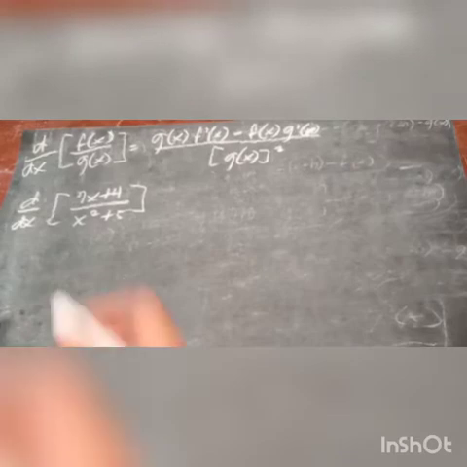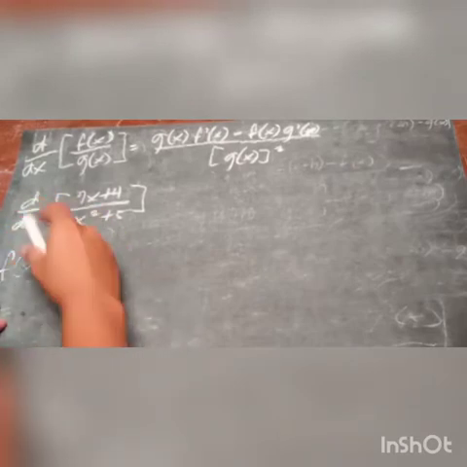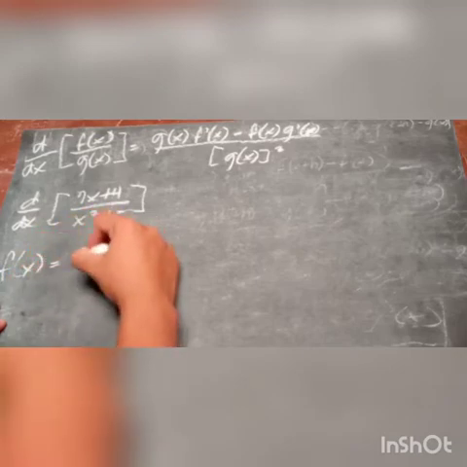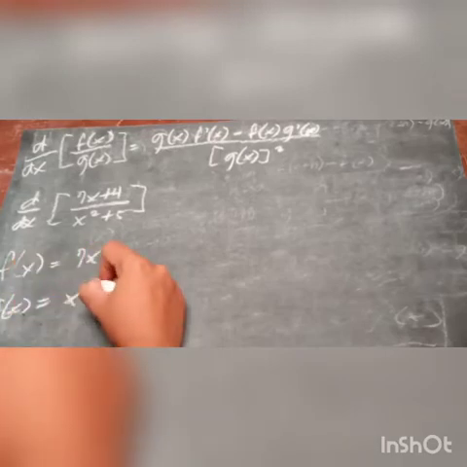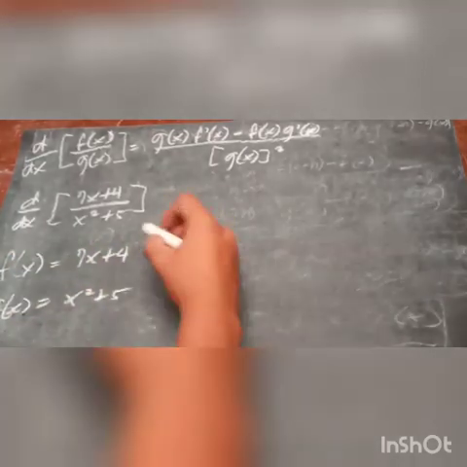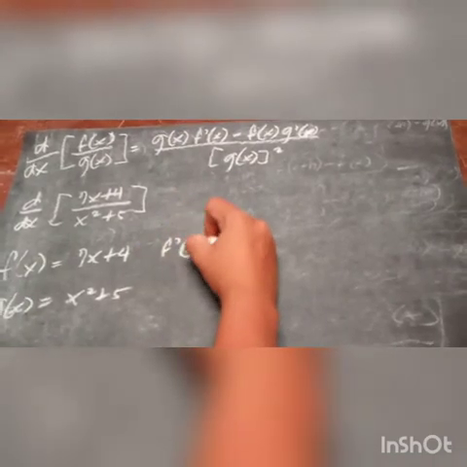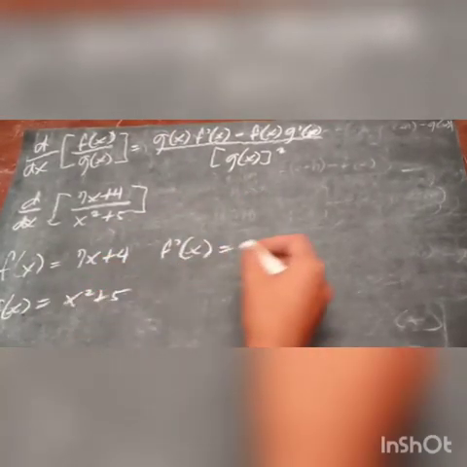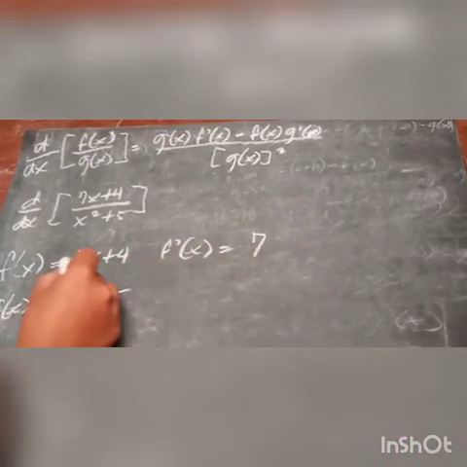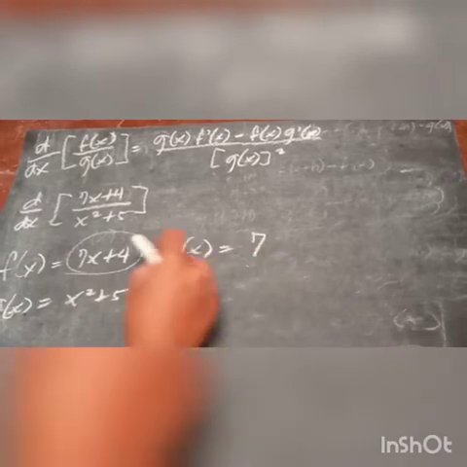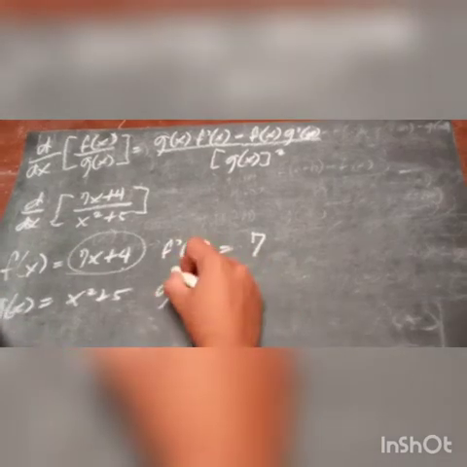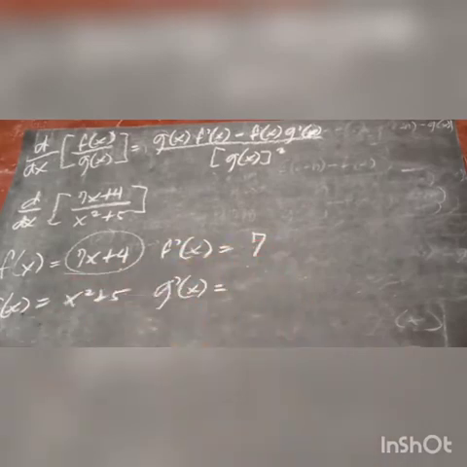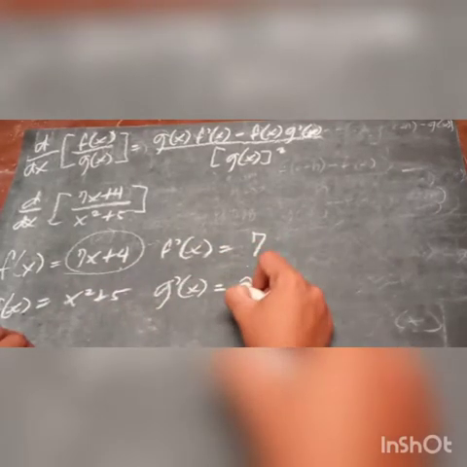So our f of x there is equal to 7x plus 4, and the g of x is equal to x squared plus 5. So now what is the f prime of x? So this would be 7, because the derivative of this one is just 7, because the derivative of a constant is 0, and this would leave us with 7. So the derivative of g of x, we are left with 2x.